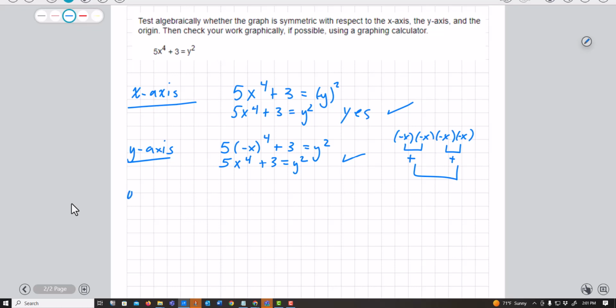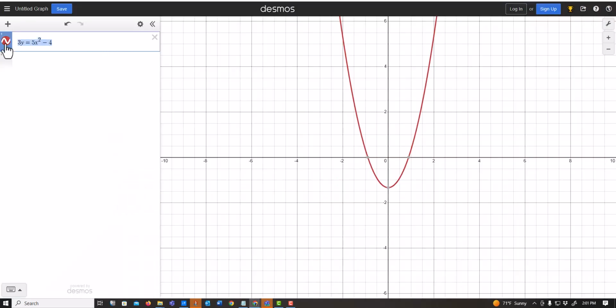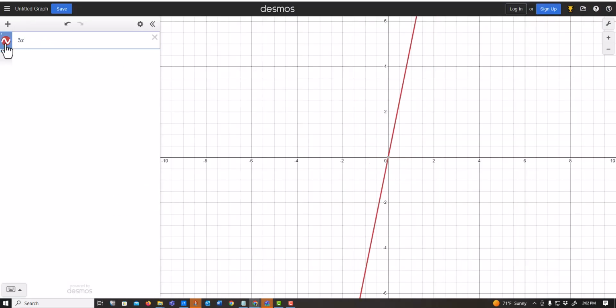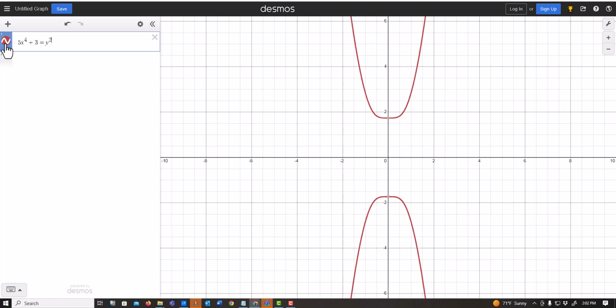Well, now let's check the origin. So I'm going to plug in both my x as negative and my y as negative. And this is where hopefully you're kind of seeing that these powers are even. This actually would be all three, and I would definitely check the graph to see what this looks like. 5x to the 4th plus 3 equals y squared.